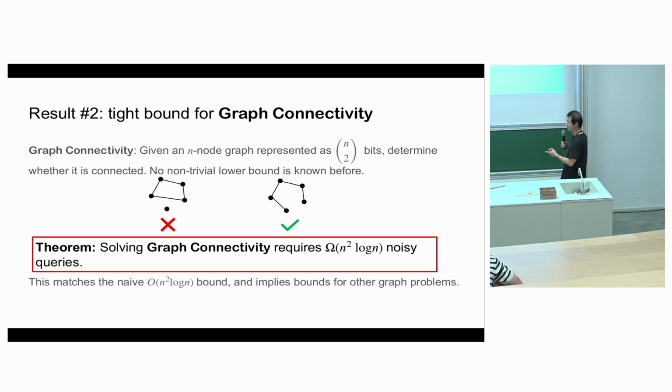So our second contribution is to prove that solving graph connectivity actually requires omega n squared times log n noisy queries. Again, this matches the naive order of n squared times log n bound. Notice here the input, of course, has n squared entries because we're counting the edges of the graph. This also implies bounds for other graph problems, which I'm not going to talk about here.